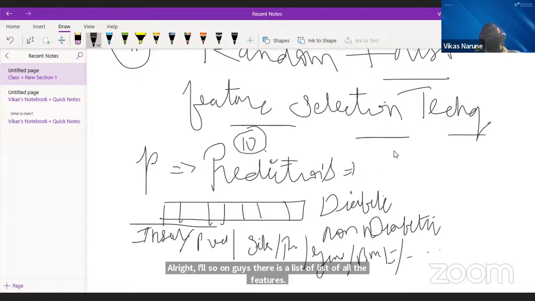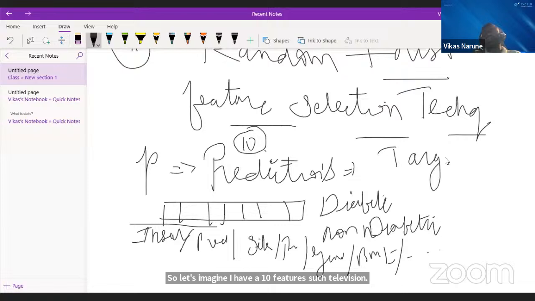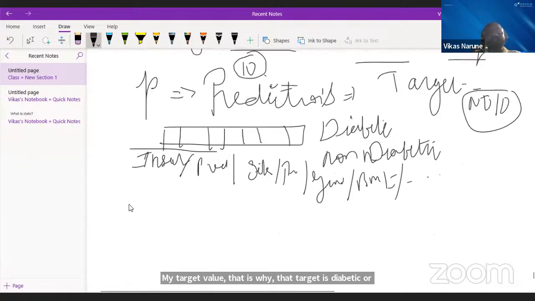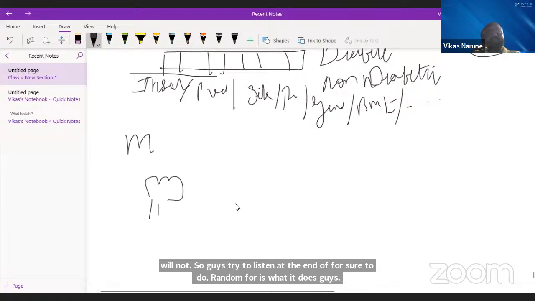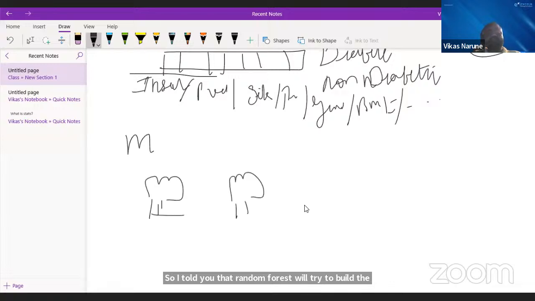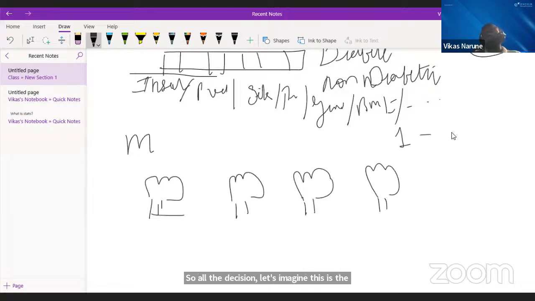By using these predictors, I'm trying to find out my target value. My target is diabetic or non-diabetic, right? So guys, try to understand random forest. Random forest tries to build decision trees like this way. Now the number of decision trees could be anything from 1 to 1000, or beyond, even 10,000 is possible.